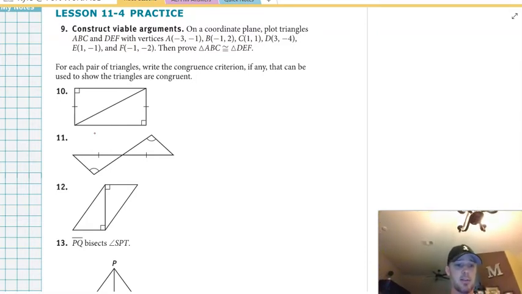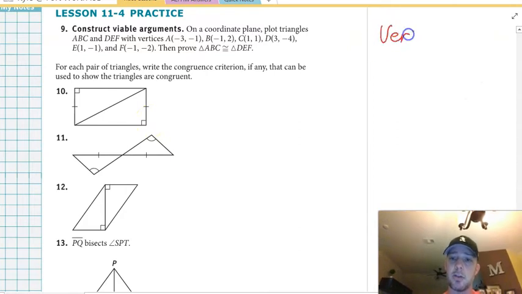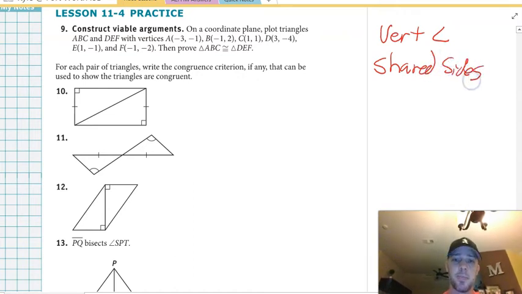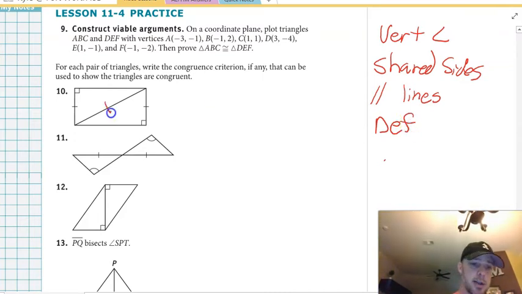So looking at these, it looks like they both have two pieces of information on the top triangle and the bottom triangle. We need to see if we can find another one. So our list of things that we could look for, remember, are vertical angles, shared sides, parallel lines cut by a transversal, and definitions. So I do see shared sides on there.